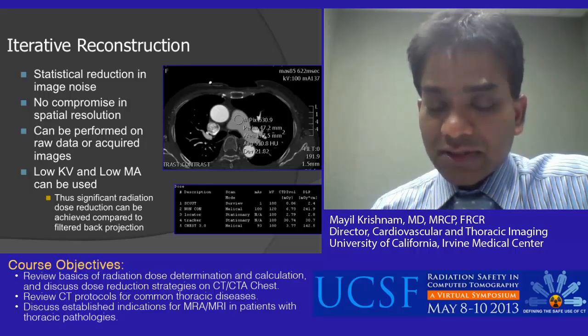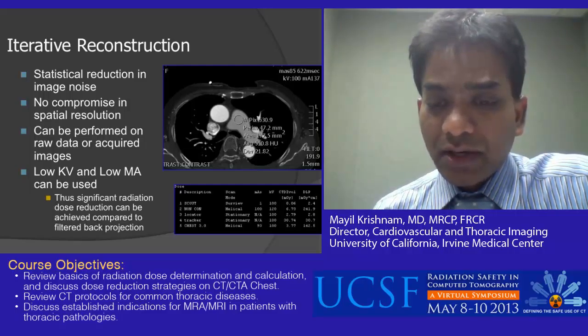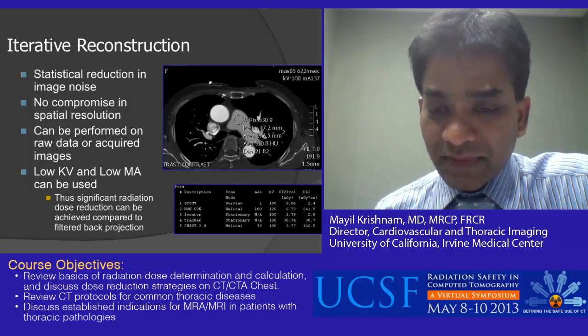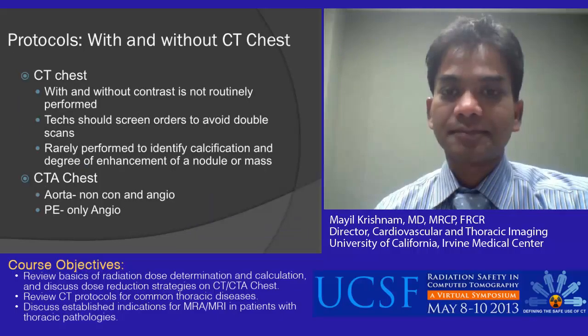There is a sample case on this slide showing nicely opacified aorta and pulmonary arteries with a very low dose technique utilizing 100 kV and iterative reconstruction, resulting in DLP of 142.